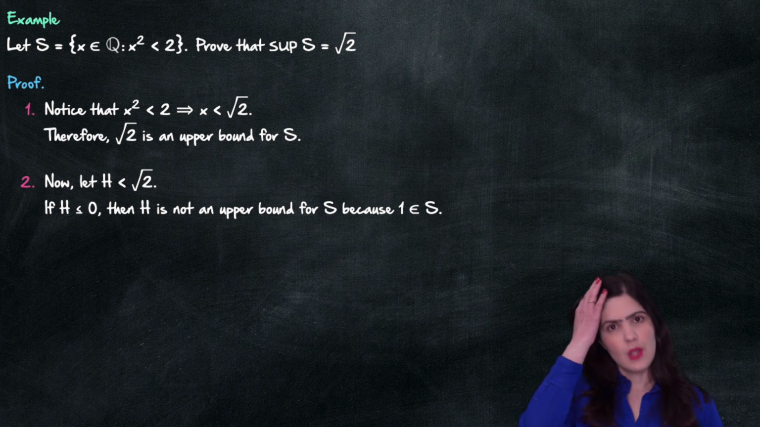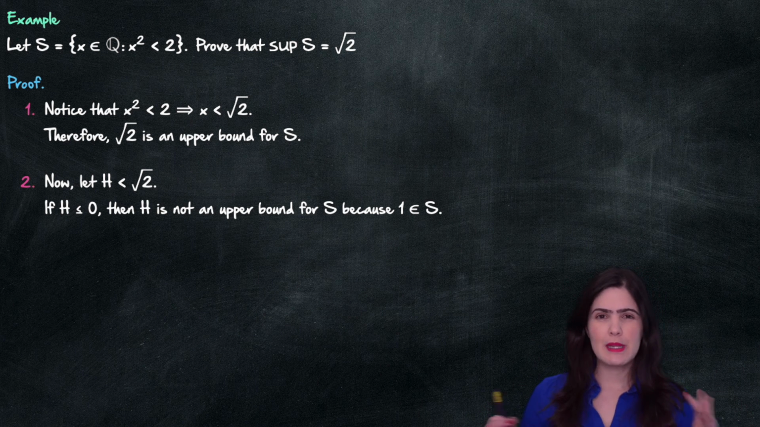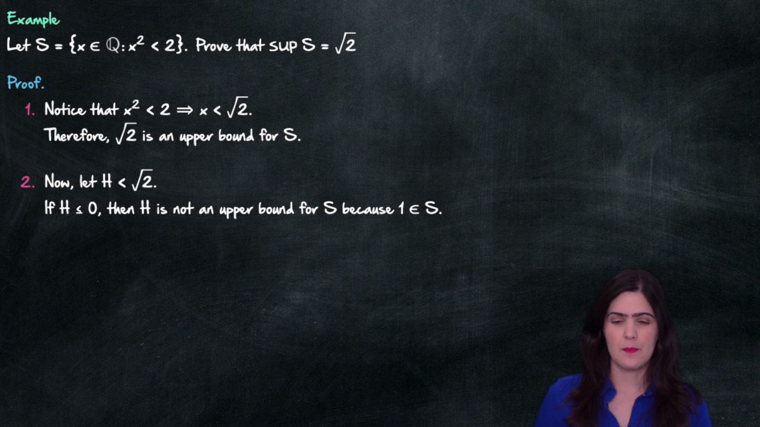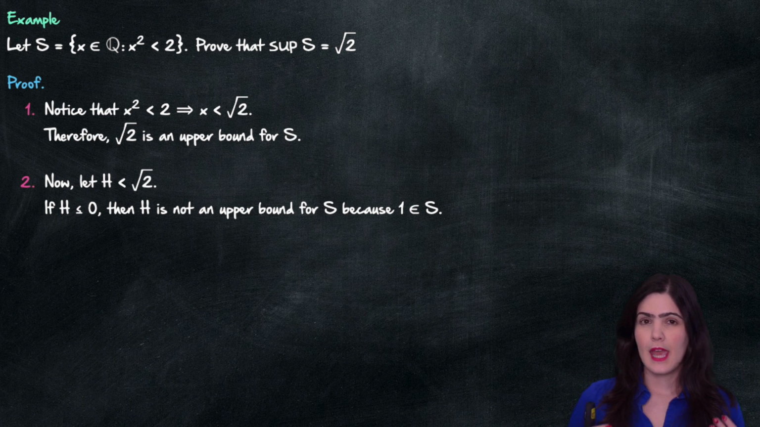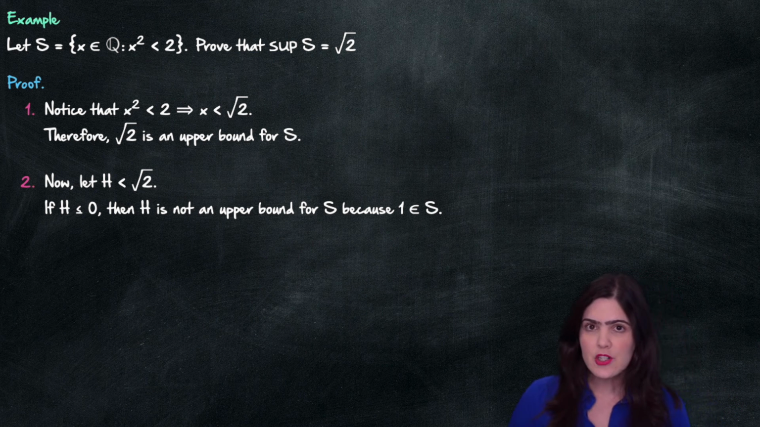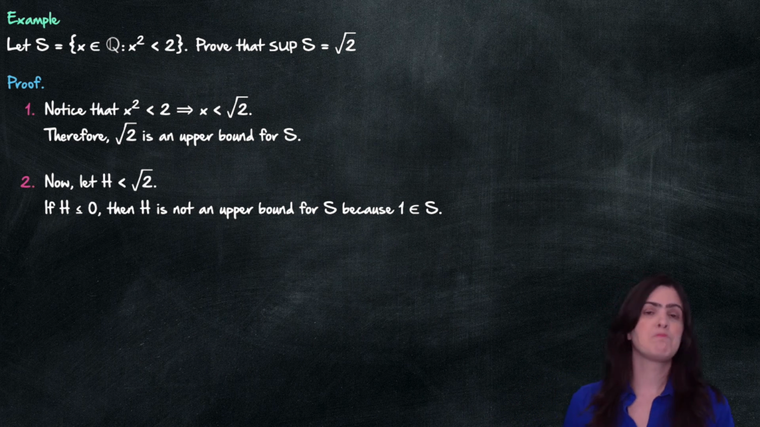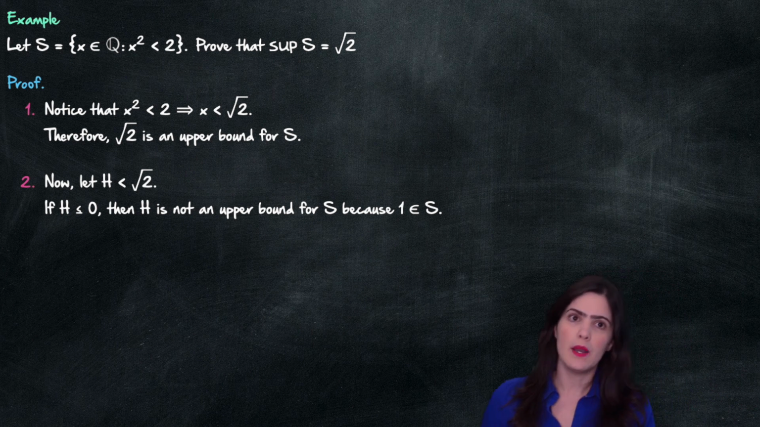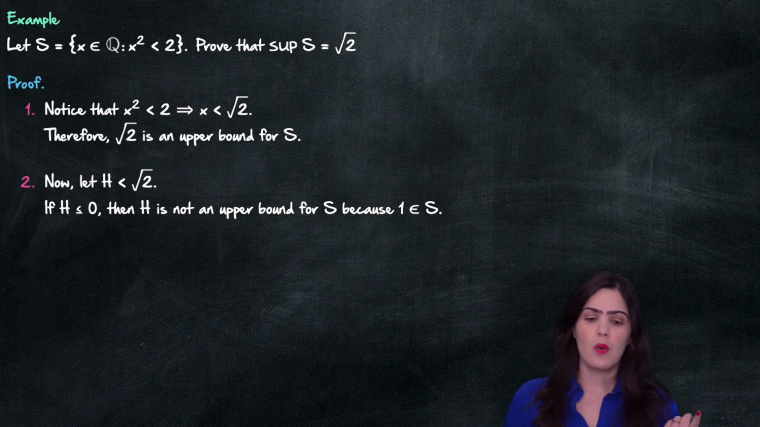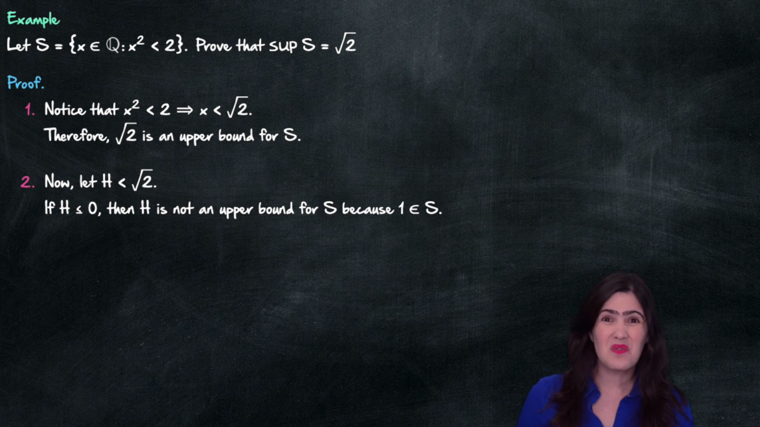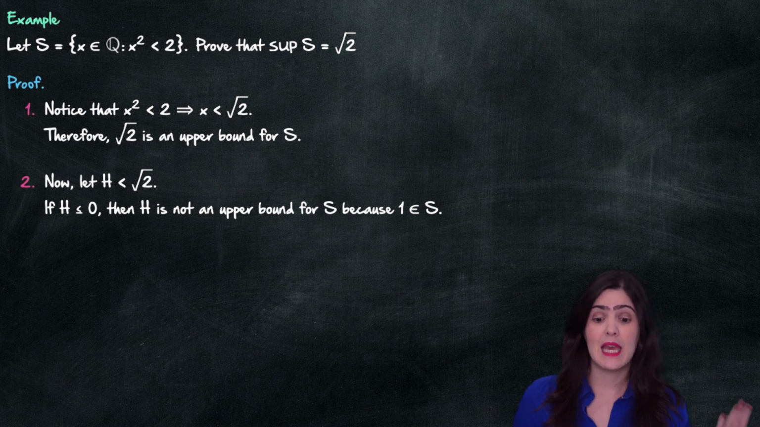Okay, so here we're going to split it into cases to make our life a bit easier. If h is less than or equal to 0, then h cannot be an upper bound because, you see, 1 is a rational number, and 1 squared is equal to 1, which is less than 2. So anything less than 1 actually cannot be an upper bound.